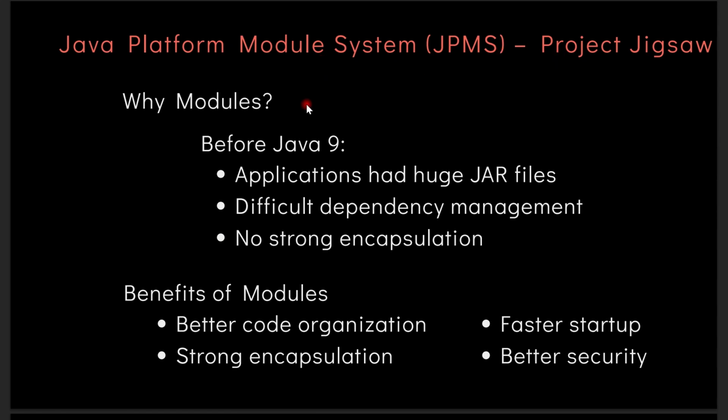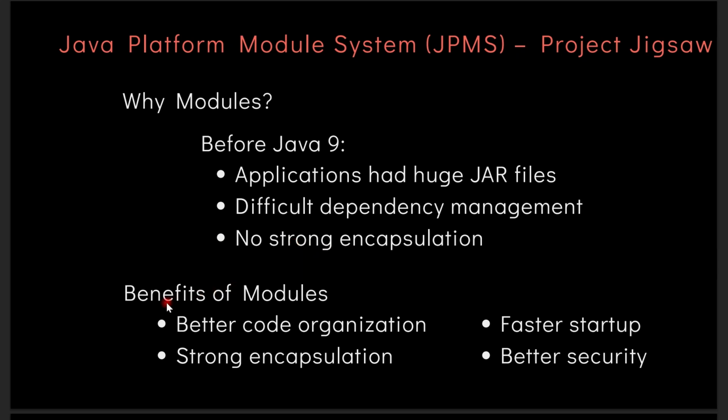So why did they introduce the module system? Before Java 9, an application had huge jar files, and it was difficult to do dependency management, and there was no strong encapsulation. It means whatever internal code was written by the Oracle people could be accessed by developers. So that is what no strong encapsulation means.